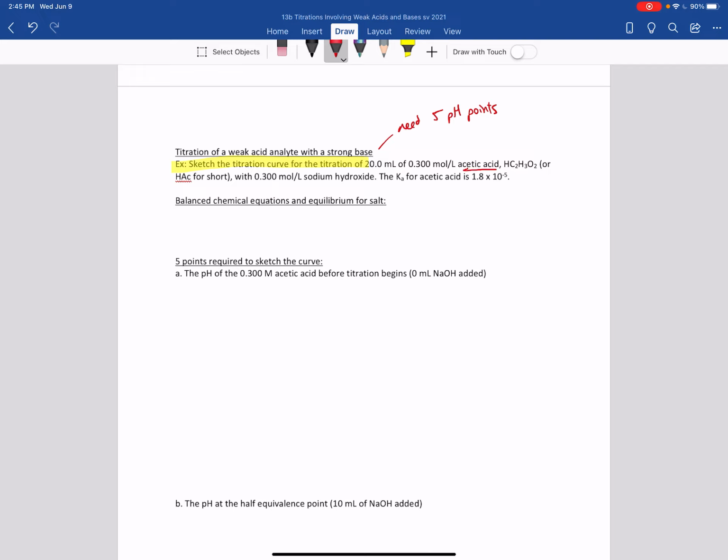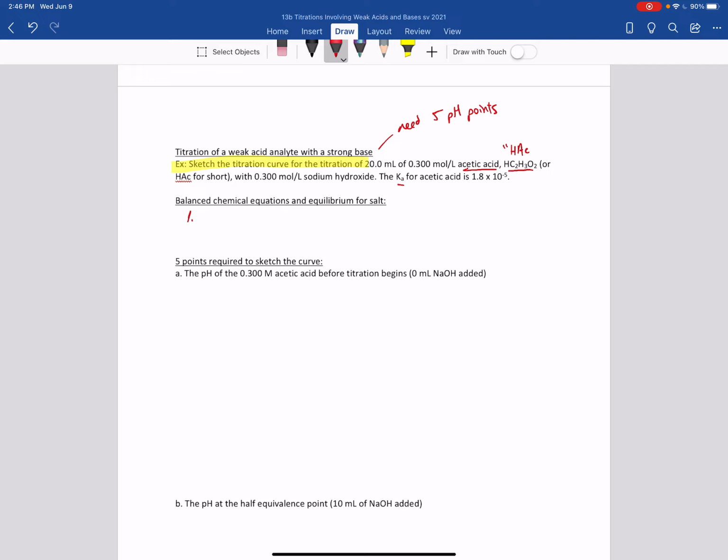So we're reacting acetic acid, which has a formula of HC2H3O2. We're going to shorten that to HAc here. And Ac is just short for acetate, which is what that anion is. And that's reacting with sodium hydroxide. So the sample is the acetic acid because it's the weak species. The strong one will always be the titrant, and we were given the Ka for this.